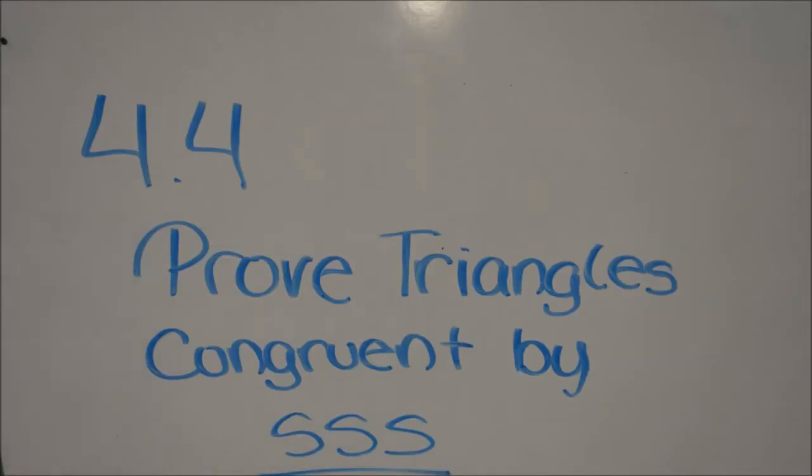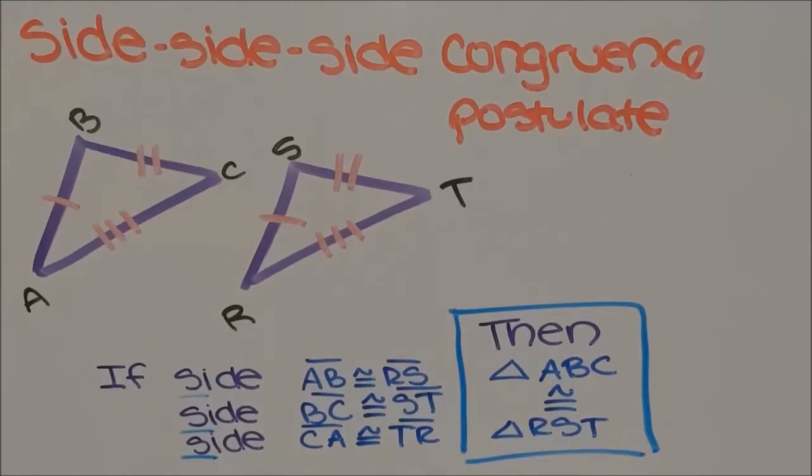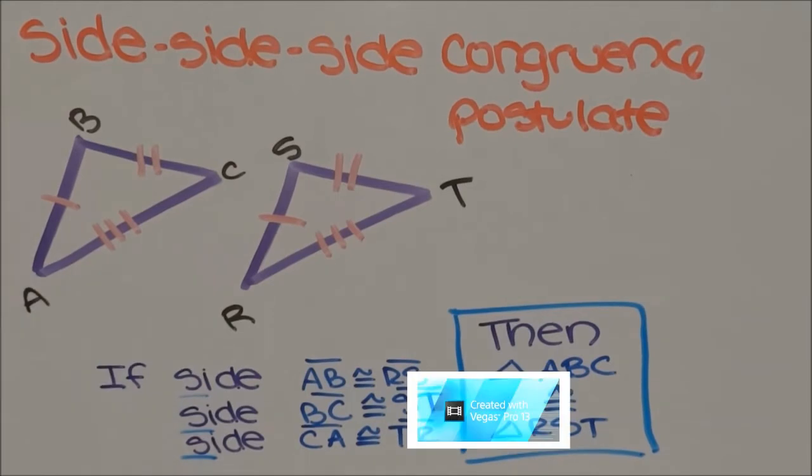In section 4.4, you will learn how to prove triangles congruent by using SSS, or the side-side-side congruence postulate. The side-side-side congruence postulate states, if 3 sides of one triangle are congruent to 3 sides of a second triangle, then the 2 triangles are congruent.